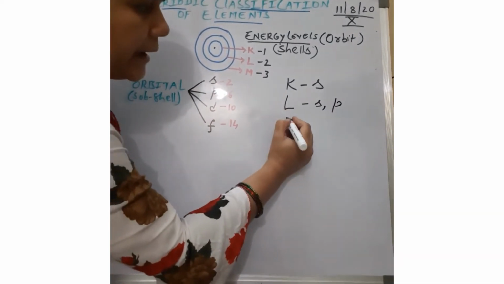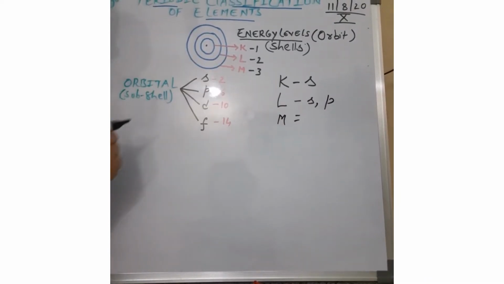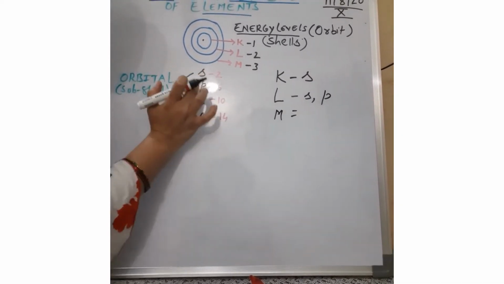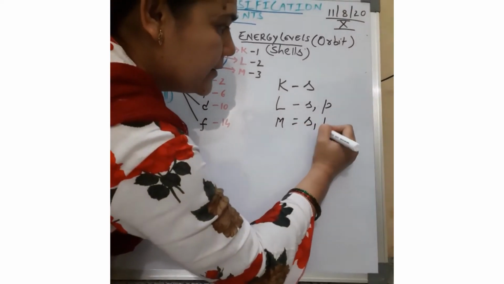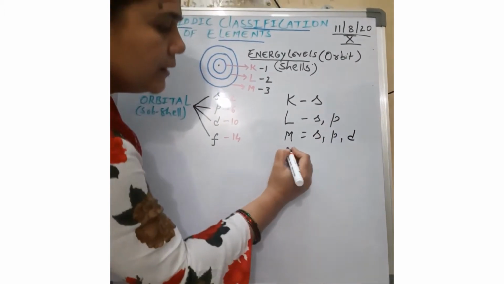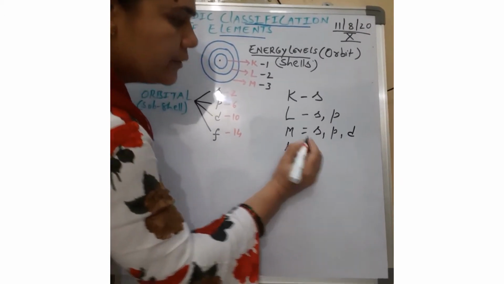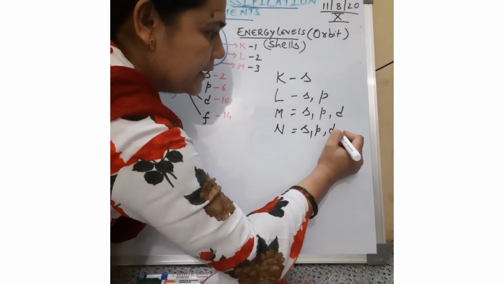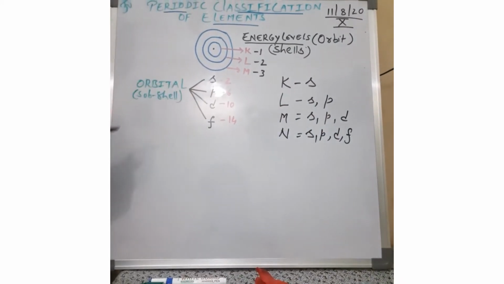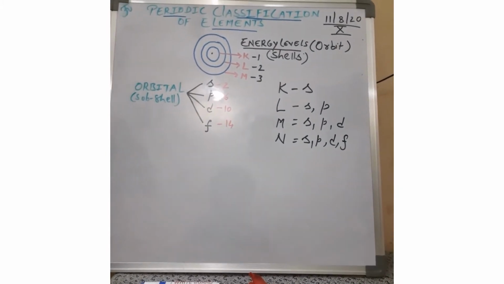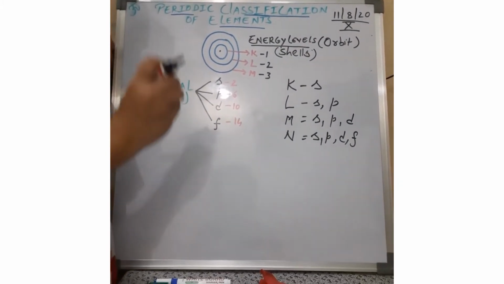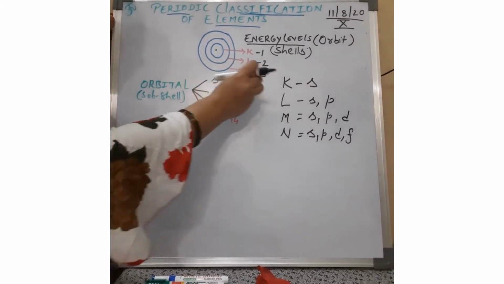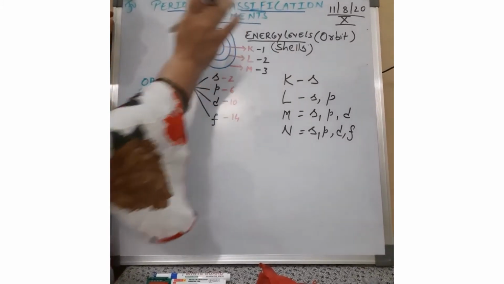Then coming to M. M value is how much, children? 3. So that means 3 subshells it will contain. S, P, D. Similarly, N. N value will be how much, children? 4. So it will have S, P, D and F subshell. Okay, children. So now the electrons in every atom will be occupying these subshells in a particular shell.